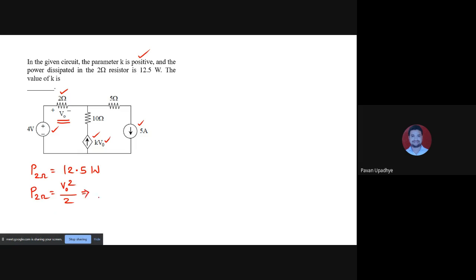So this implies we have got 12.5 is equal to V0 square upon 2. So V0 square is equal to 25. So V0 is 5. Yes, so something is achieved from given 5 volt. So V0, which was not known, has been found out. Now, how do we use this V0?